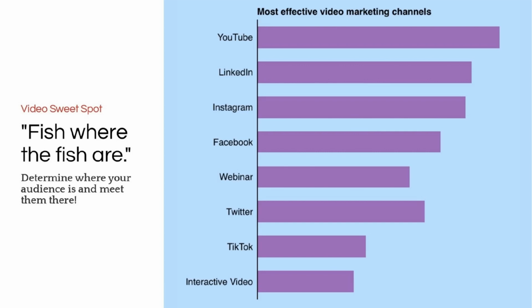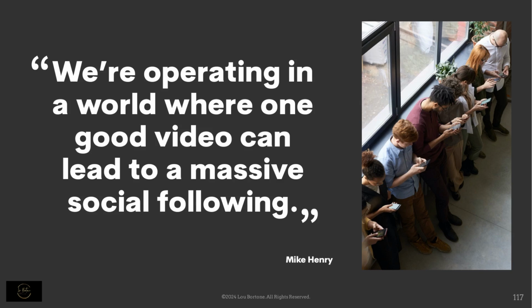By the way, somebody asked me the other day, what are the most effective video marketing channels? This is very subjective. You have to go where your audience is and meet them there. Fish where the fish are, is what I like to say. Generally speaking, in terms of number of users, YouTube, LinkedIn, Instagram, Facebook, TikTok's way down there, probably better for younger audiences. But you really have to decide what are the channels and platforms where your viewers live and go there. But the good news is, as Mike Henry says, we're operating in a world where one good video can lead to a massive social following. And I can attest to that. I've seen it a million times. I've seen it with my own videos.